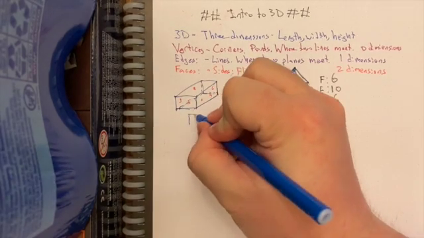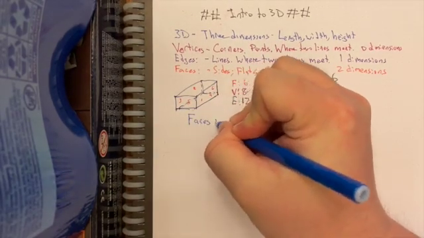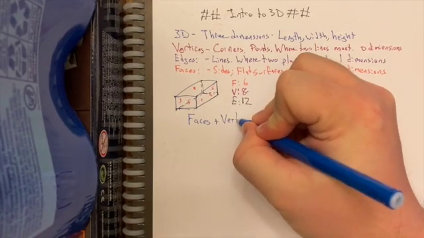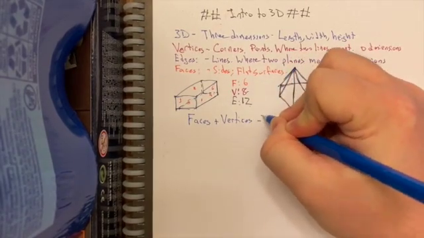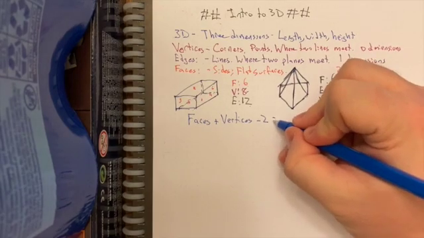So the formula is going to be faces plus vertices minus 2 equals edges.